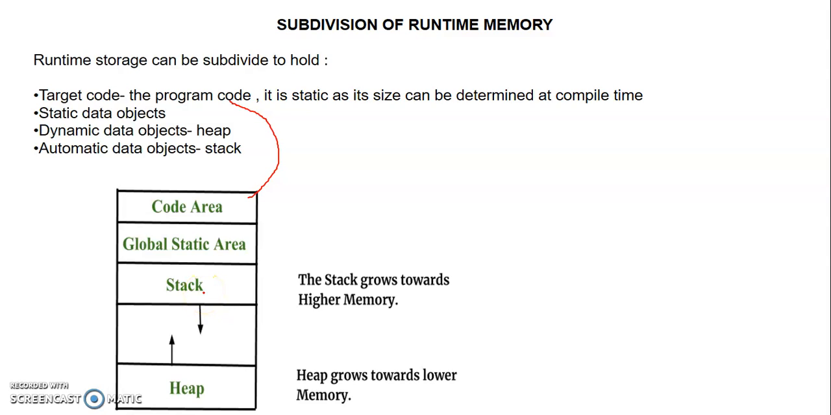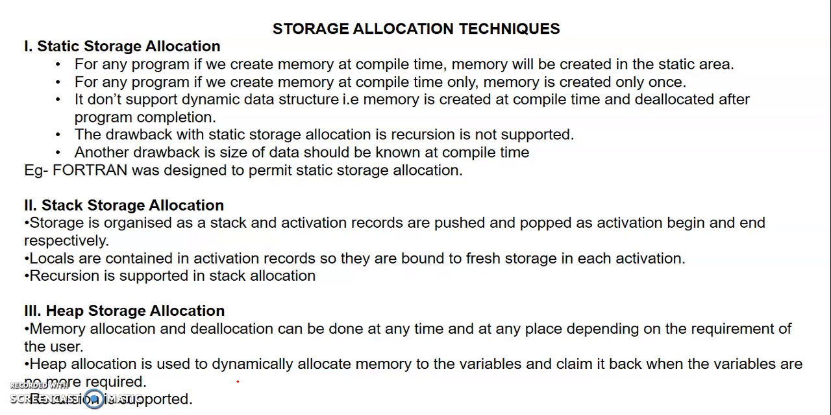And if your program is using some kind of dynamic memory allocation, such as malloc and calloc in C, memory is allocated from the heap, which is responsible for dynamic memory allocation. So this is how memory is divided into four logical sections. We have different storage allocation techniques, such as static storage allocation, stack storage allocation, and heap storage allocation.